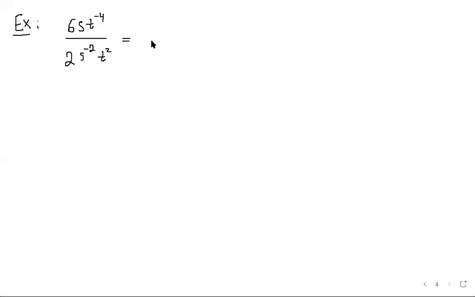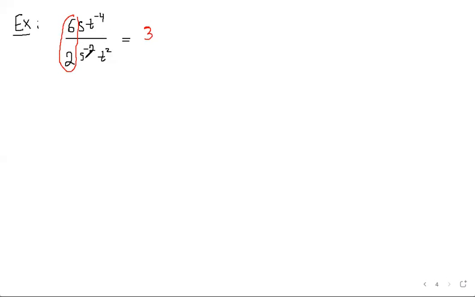I would say we can start off by crossing out the common factor between 6 and 2. Yeah, 6 and 2, what do they give me? 3, exactly. So here I can simplify the 6 and 2 by 3. The numbers, I simplified by 3.